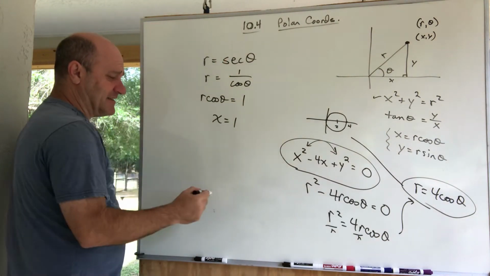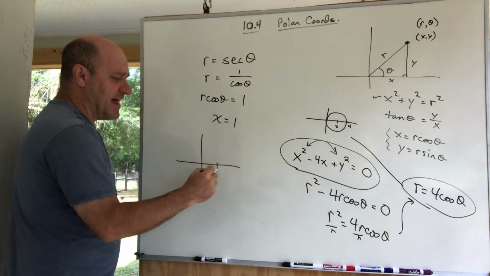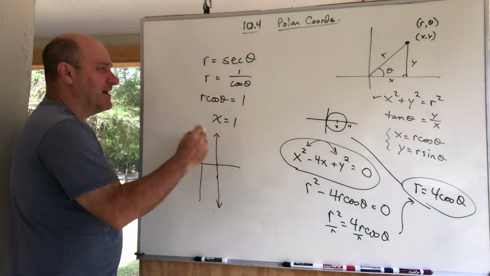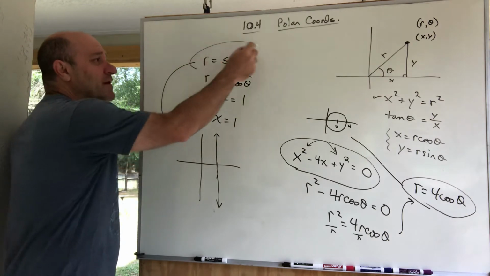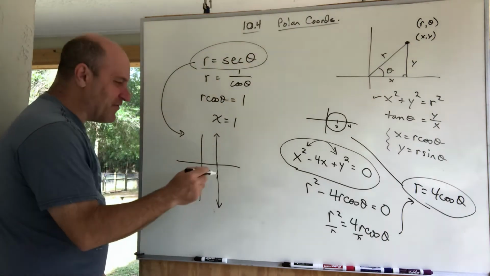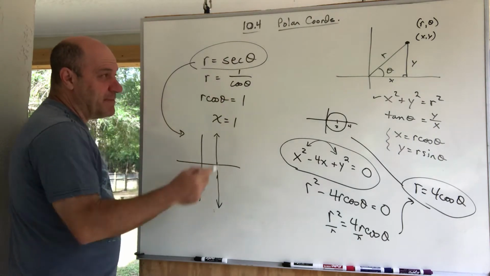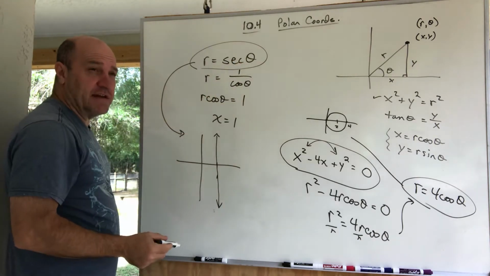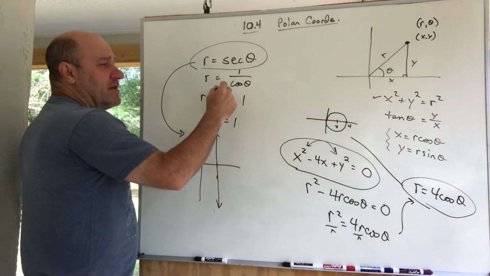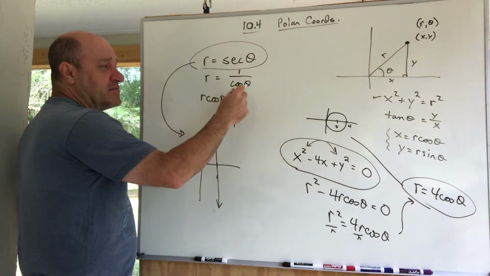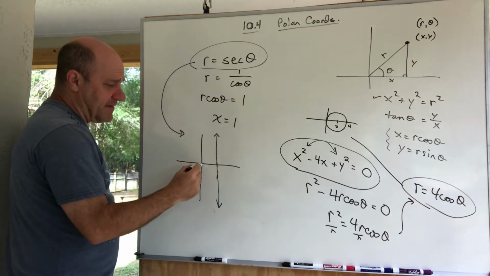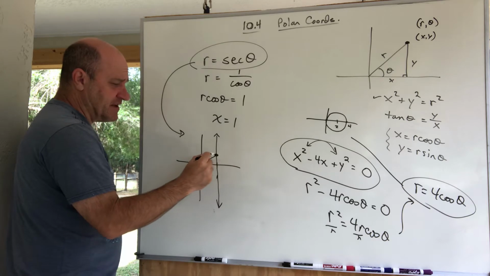So guess what this is? This is a vertical line over here at x equals 1. That's what this is in polar coordinates. A vertical line at x equals 1. You could plot different thetas. At some point, the equation is undefined, when theta is pi over 2 or negative pi over 2. So if you plot different thetas, you get these different points.